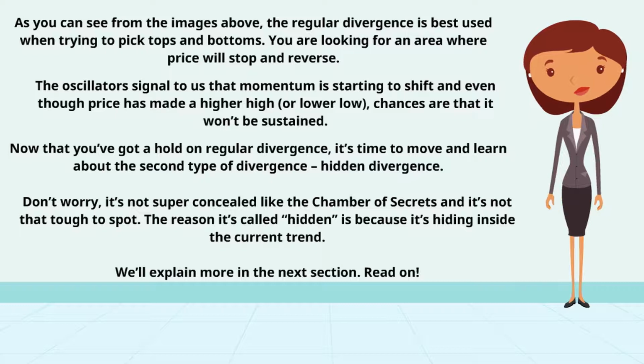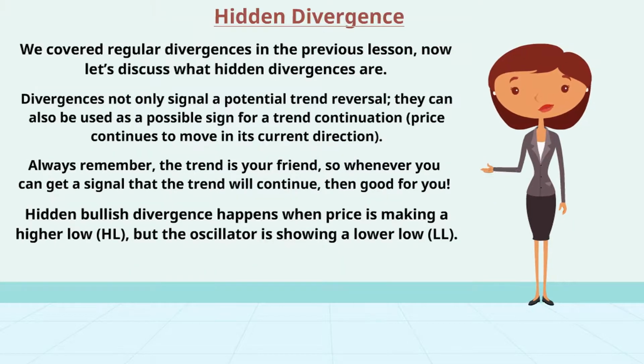Now that you've got a hold on regular divergence, it's time to move on and learn about the second type of divergence, hidden divergence. Don't worry, it's not super concealed like the Chamber of Secrets, and it's not that tough to spot. The reason it's called hidden is because it's hiding inside the current trend. We'll explain more in the next section. Read on. Let's come to the third lesson. Hidden divergence. We covered regular divergences in the previous lesson, now let's discuss what hidden divergences are.